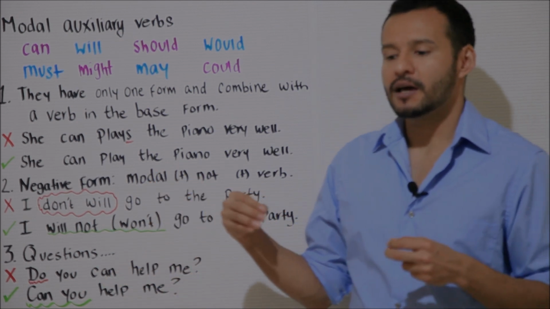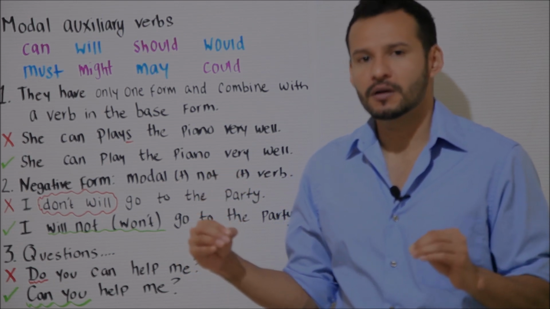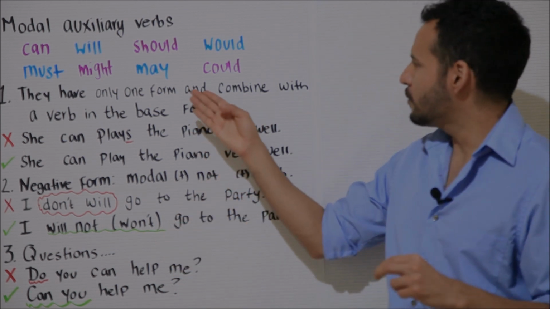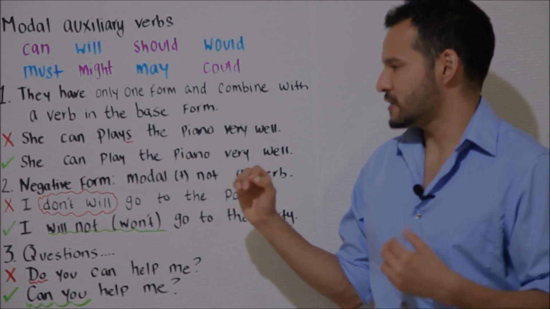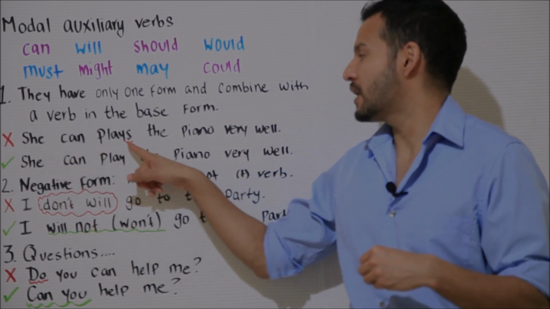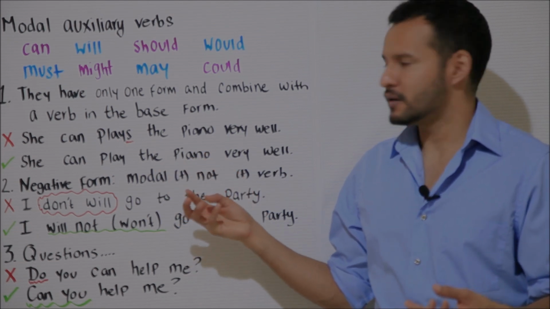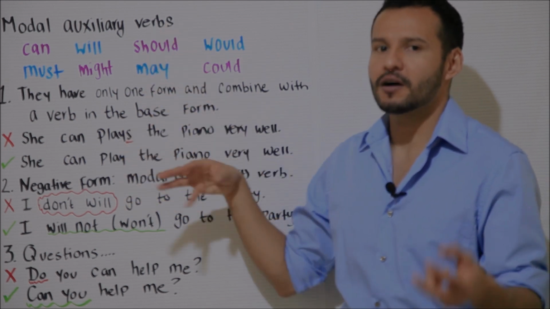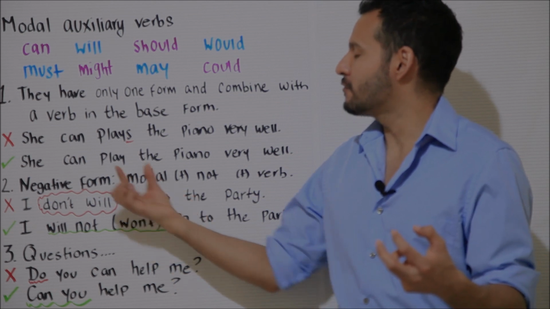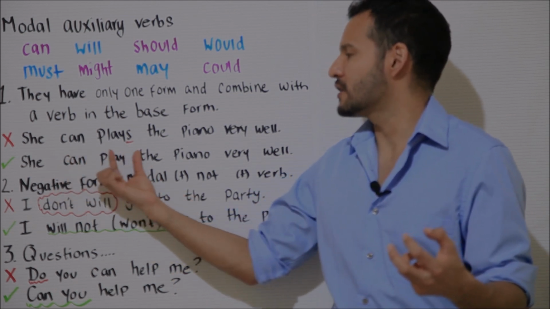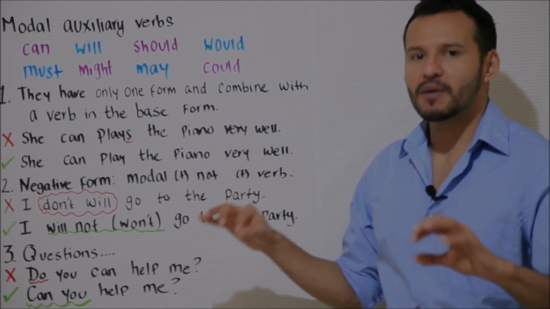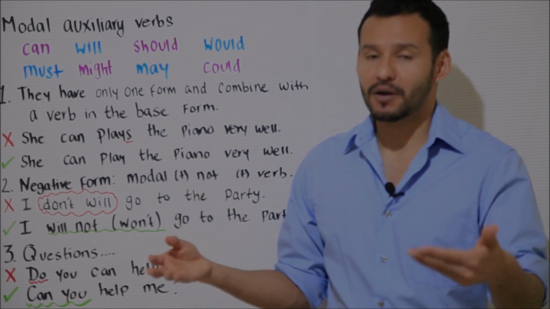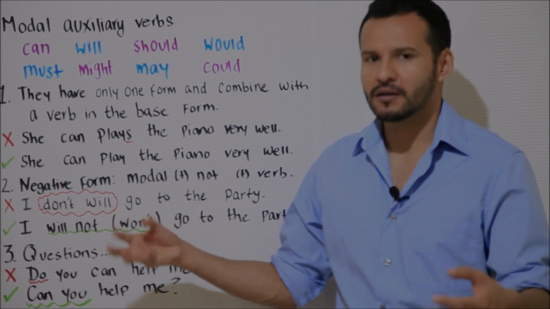Only one form, and not only do they have only one form, they can also combine with a verb in just one form. They can only combine with a verb in the base form. So for example, occasionally a student will say something like, she can plays the piano very well. And it is correct to add the letter S in the simple present, but it is not correct when you have a modal auxiliary verb. So a verb in the base form would be play. She can play the piano very well, and it doesn't matter what the subject is. She can play, he can play, they can play, sorry, my cat can play, whatever.